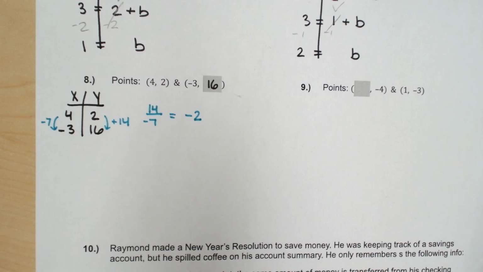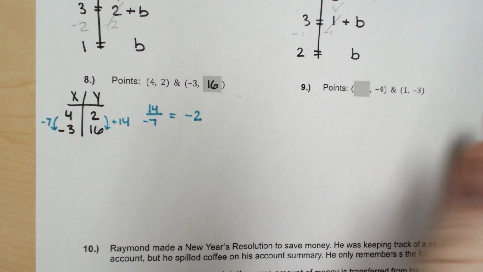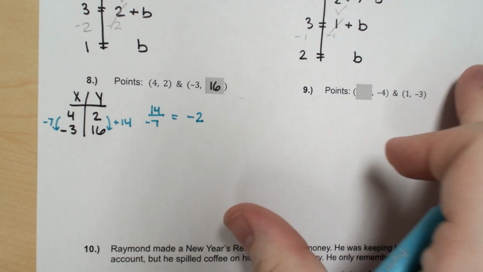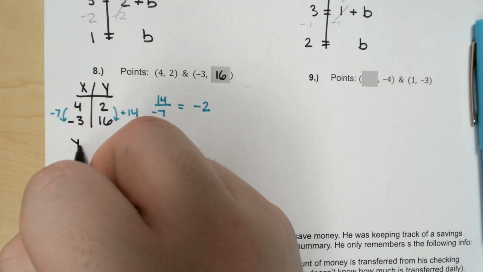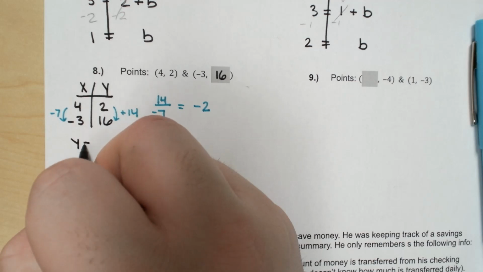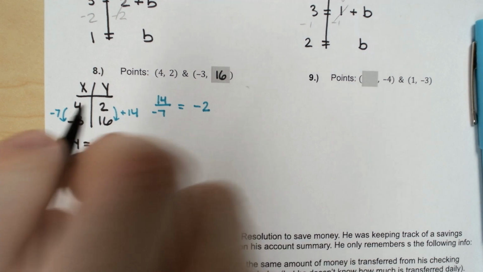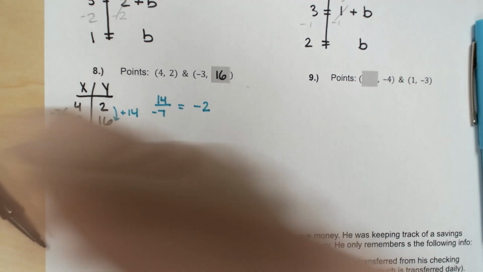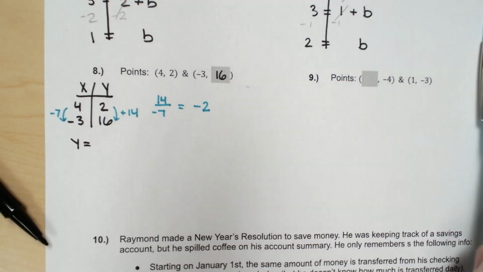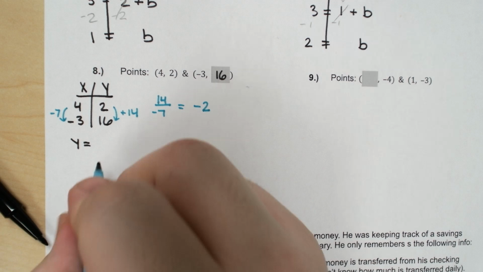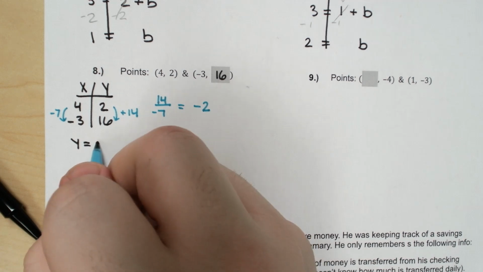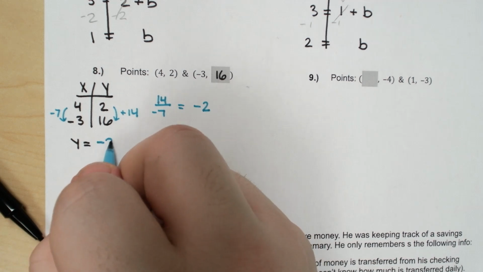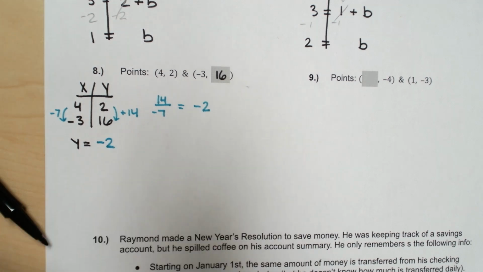Right. For number 8, the first thing I'm going to need to do is put these two ordered pairs into a table so I can figure out what the slope is. So I've got 4, 2, and I've got negative 3, 16. So the x values 4 to negative 3 go down 7. 2 up to 16 go up 14. The change in the y value, 14, divided by the change in the x value, negative 7, gives me a slope of negative 2.